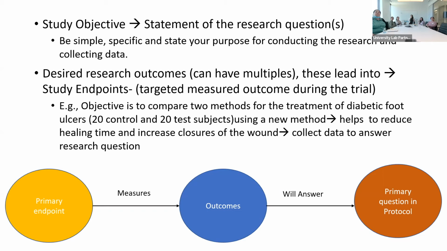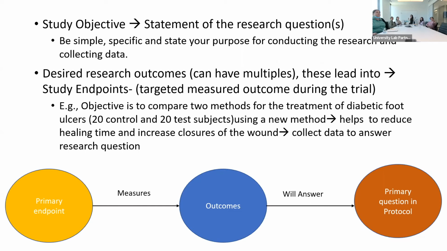Let's say your objective is to compare 2 methods for the treatment of diabetic foot ulcers, right? You have 20 control and 20 test subjects. And with the test subjects, you want to use a new method. And what you're measuring on the other end is, does it help to reduce the time it takes for them to heal, right? And does it increase the closure of the wound? So you could be physically measuring the size of a wound, the surface area of a wound. And you want to collect this data to answer the research question.